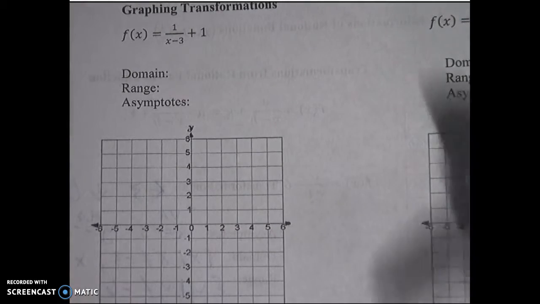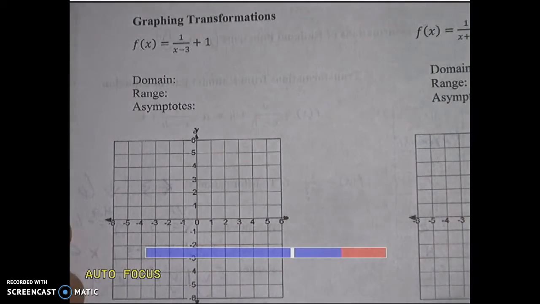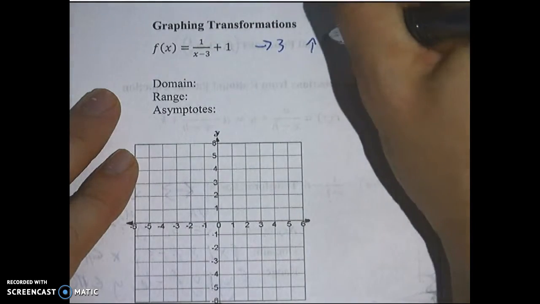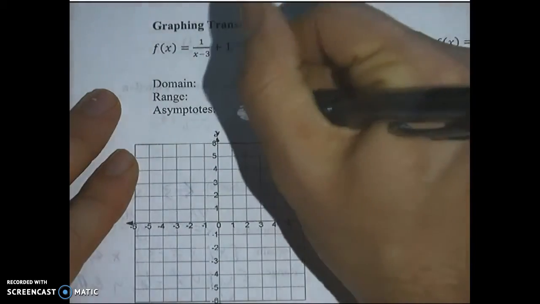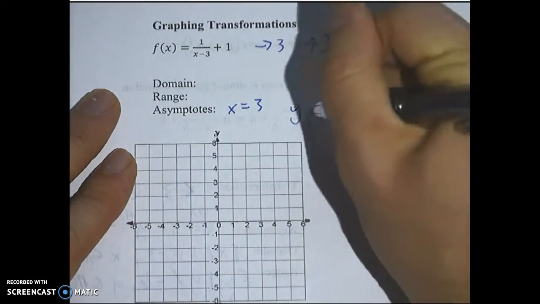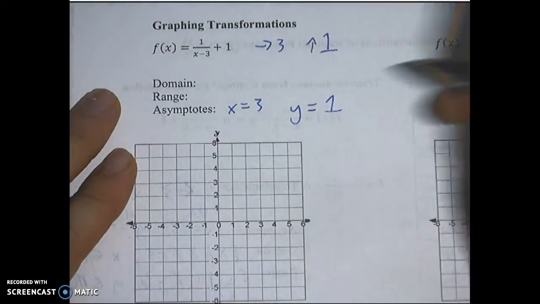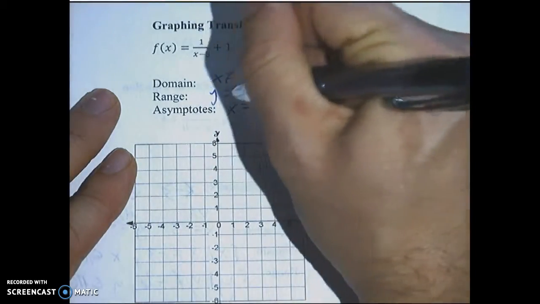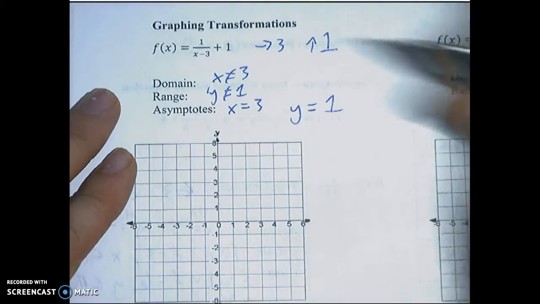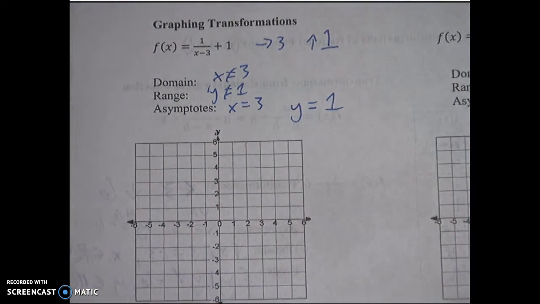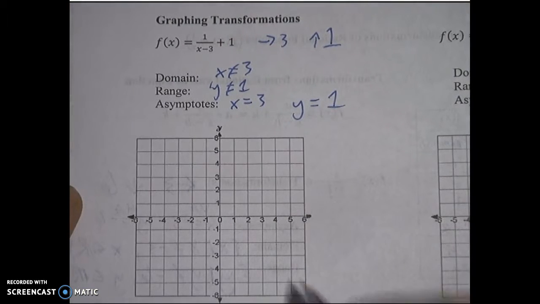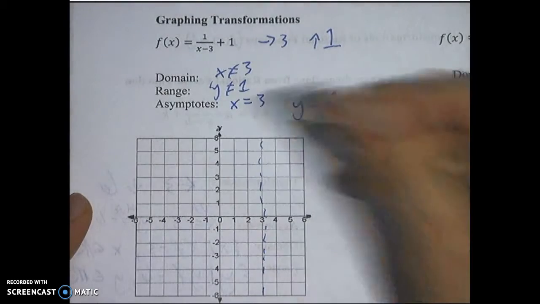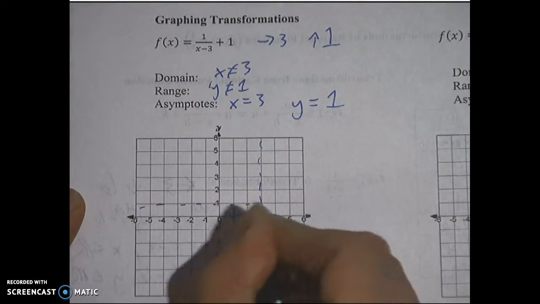1 over x minus 3, plus 1. So it's been shifted right 3 and up 1, which means the asymptotes are at x equals 3, y equals 1. Domain, x can't equal 3, y can't equal 1. I always start by graphing the asymptotes. So x equals 3, I'm going to put that with a dashed line. Y equals 1, I'm going to put that with a dashed line.